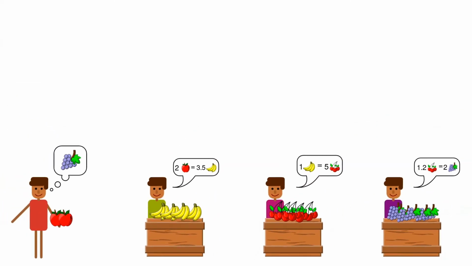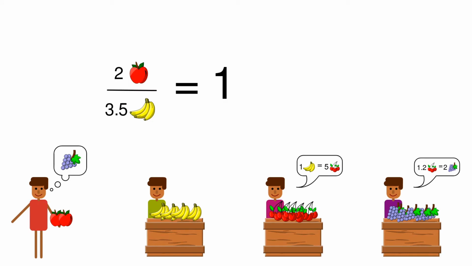In this example, the apples, bananas, cherries, and grapes are the units. Trading one fruit for another is the same as converting from one unit to another. If you trade your apples for bananas, then your bananas for cherries, then your cherries for grapes, how many grapes will you end up with? Well, since 2 apples are equal to 3.5 bananas, if we divide one by the other, we will get 1 as the answer. It doesn't matter which is the numerator and which is the denominator.